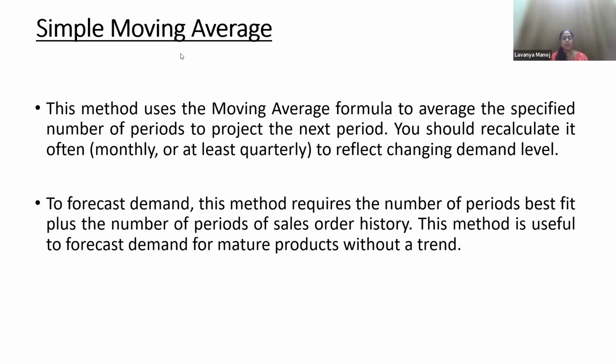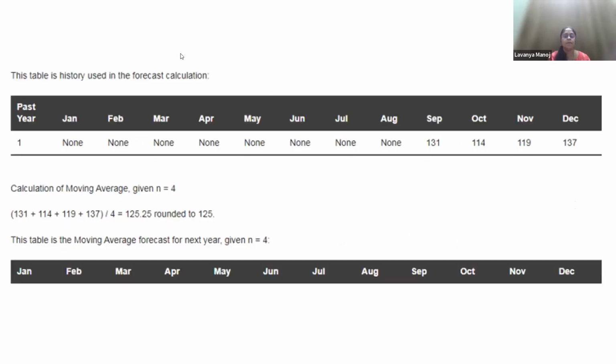So this is how it is done. The simple moving average: we are taking the recent past 2 to 3 months, or 4 months, or past month. Yes, here is an example. They have taken the last 4 months average: September, October, November, and December, divided by 4, the number of months. So 125.25 rounded off to 125. So 125 would be the average sales for the month of January. This is how it is calculated.